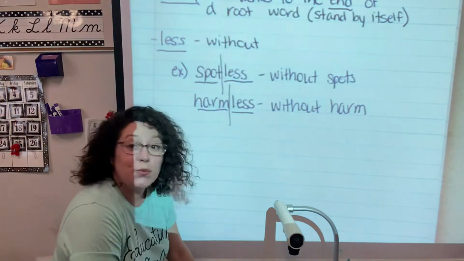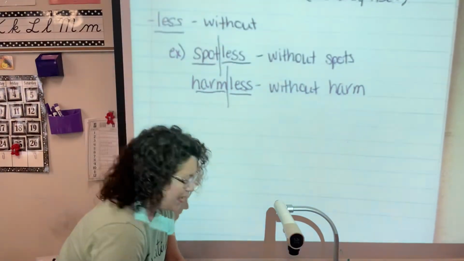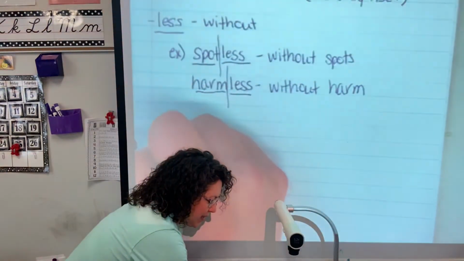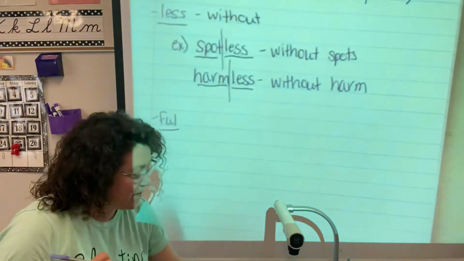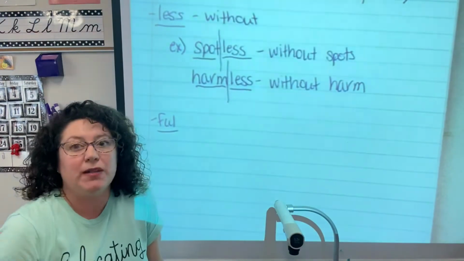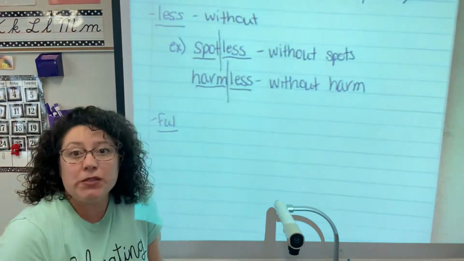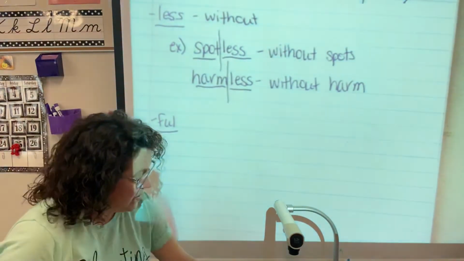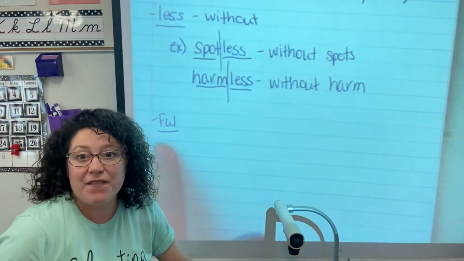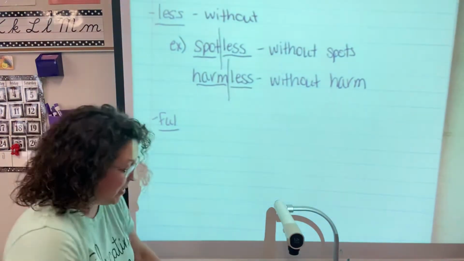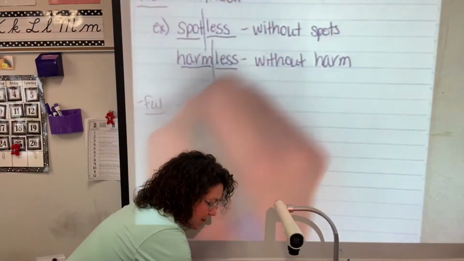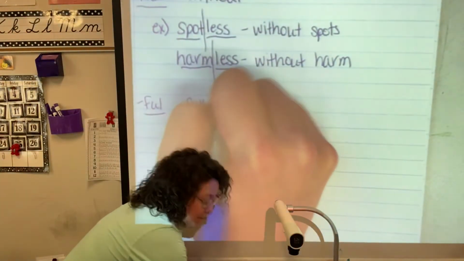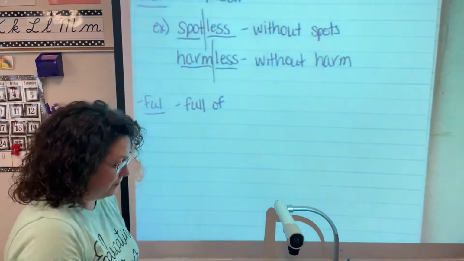Okay, we're going to do one more today. And this one we're going to do is full, F-U-L. So this is a suffix. F-U-L-L is the word full, like I have a full tummy. When you attach it to a root word, it's just F-U-L. And you probably know what F-U-L means. It means full of. You're full of whatever the root word is.